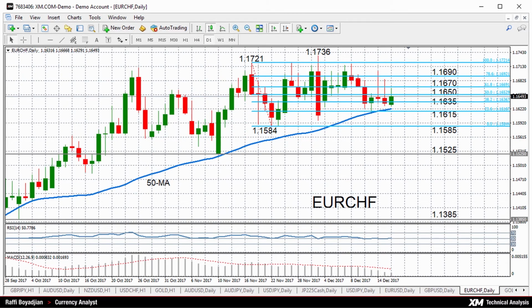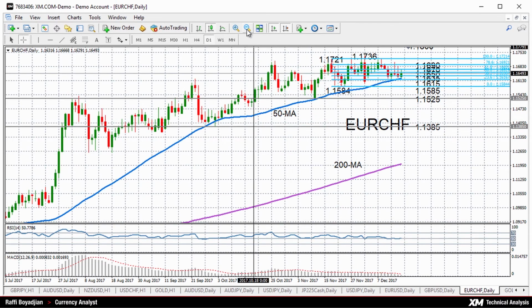watch for. And finally, moving to Euro Swiss franc, we can see that there has been very strong resistance coming from around the 1.1720, 1.1730 area, as it's failed several times to have a sustained break above that area. Then the medium-term outlook is still bullish.